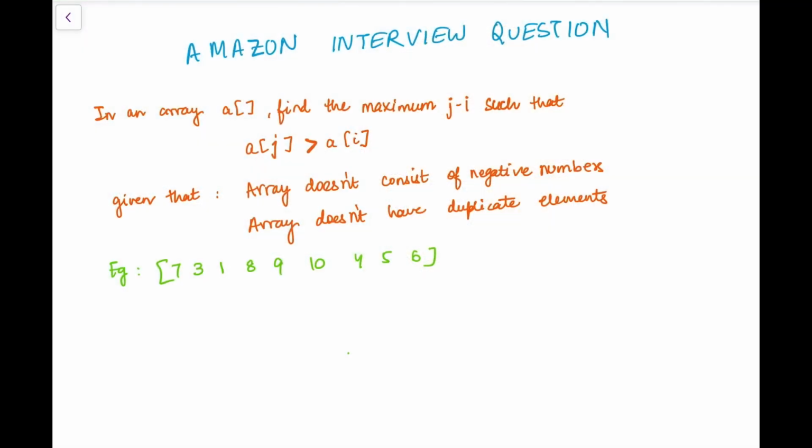Hello everyone. Today we are going to discuss a question that was asked of me in an Amazon interview. The question goes like this. We have been given an array A and we need to find the indexes J and I such that A of J is greater than A of I and J minus I is maximized. A of J is the element at index J and A of I is the element at index I.